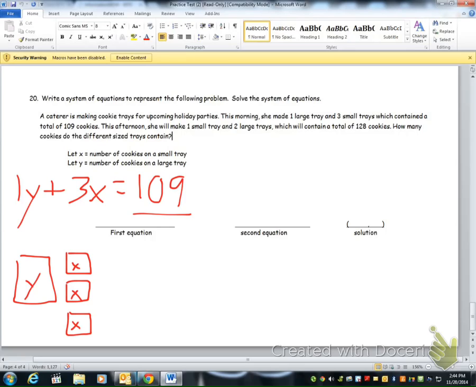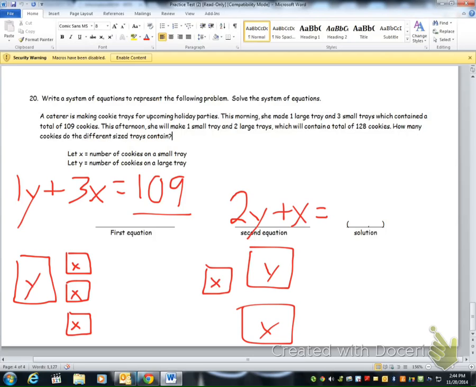But the second part of the problem tells us that she makes one small tray, so that would be 1X, and 2 large trays, so you just have to write 2Y. And then that's going to have a total of 128. But that's so simple. 2Y plus X equals 128.